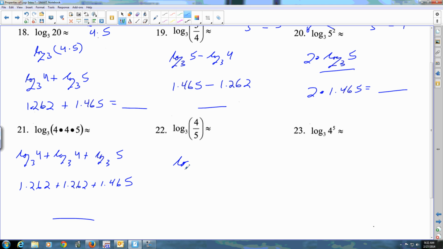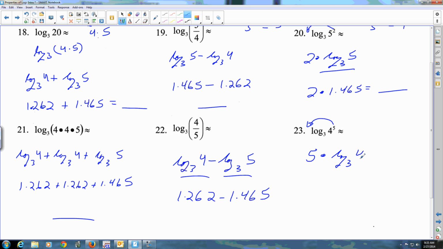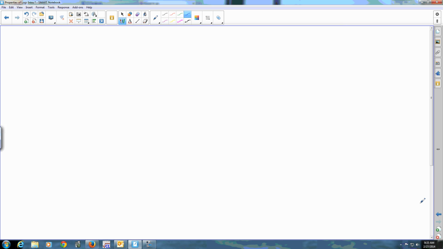This one would be log base 3 of 4 minus log base 3 of 5. So that's 1.262 minus 1.465. You're just filling in what these things are worth based on the information above. Drop the 5 in front. 5 times log base 3 of 4. So that's 5 times 1.262. Get an answer for that, and you're done. Okay. I think that's the last screen. Yep. There you go.